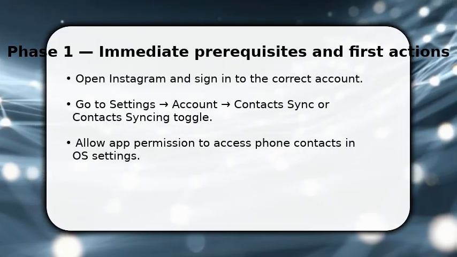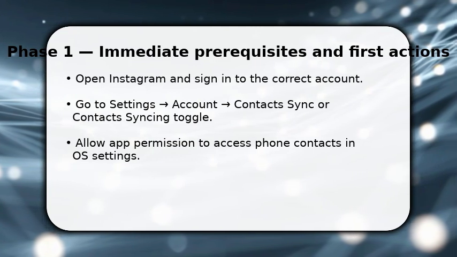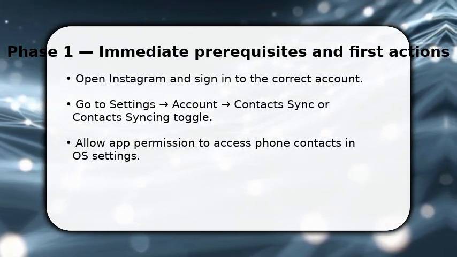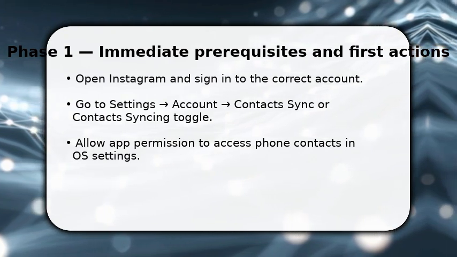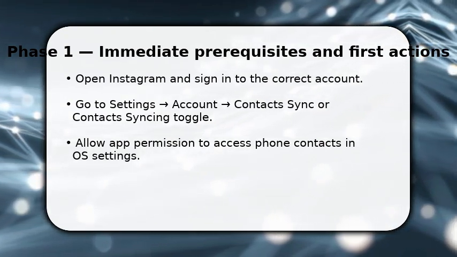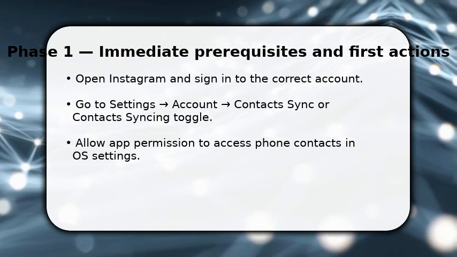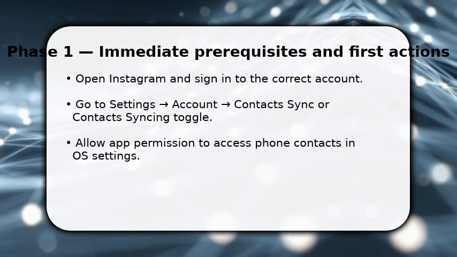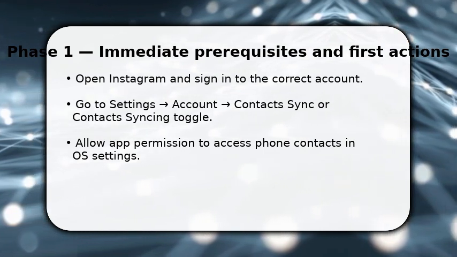You're starting with 2 prerequisites: correct Instagram account and phone contacts organized. First, open Instagram and sign in, then go straight to Settings, tap Account, and find Contacts Sync. Turn the Contacts Sync toggle on so Instagram can compare numbers and emails. Once done, grant the operating system permission when prompted.